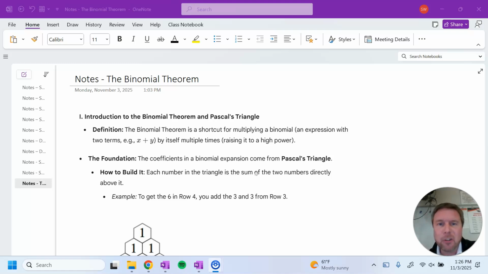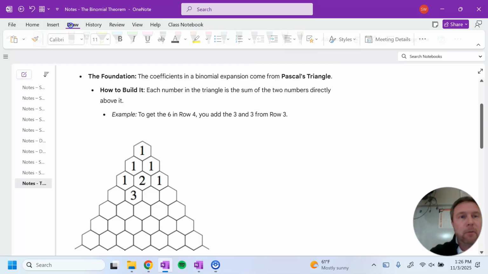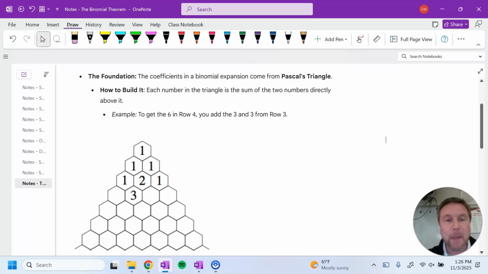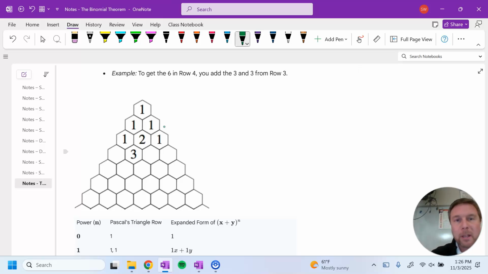So how you build it: each number of the triangle is the sum of the two numbers directly above it. A little example, if you want to get the 6 in row 4, you're going to add the 3 and the 3 above it to get that right there. Let me show you what I mean by that. If we go through and we have this idea of Pascal's triangle, the tippy top is a 1, and then the outside is 1, 1. That's kind of how it begins, and then you keep adding more and more rows underneath of it. Then we have this 1, then this 2, then this 1.